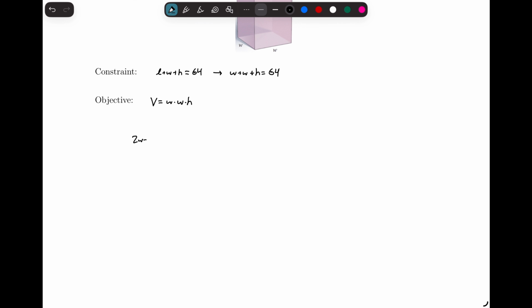Pretty much all optimization problems are going to have this constraint and then objective. Our objective currently is in terms of two variables, W and H. So we'll need to use our constraint function, solve for one of those variables, and put it into the objective. It's not too bad. First, I'm just going to simplify the constraint function a little bit, and we'll have 2W plus H equals 64. I'm going to solve for H. I think it'll be a little bit easier. It's pretty arbitrary which one you do, but I'm going to solve for H, so H equals 64 minus 2W.